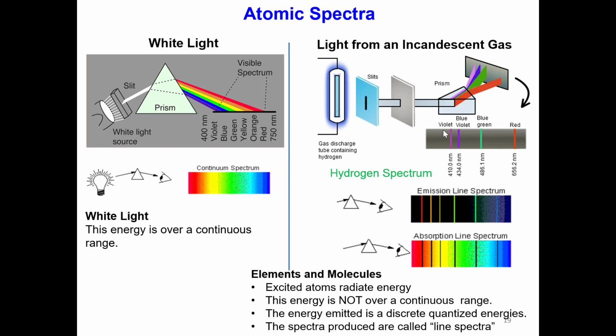You can identify that material using the line spectra, because hydrogen will always have this line spectra. And there are two different kinds of line spectra. One is the emission and the other is the absorption. Yes? And in our experiment, we will see the emission spectra.